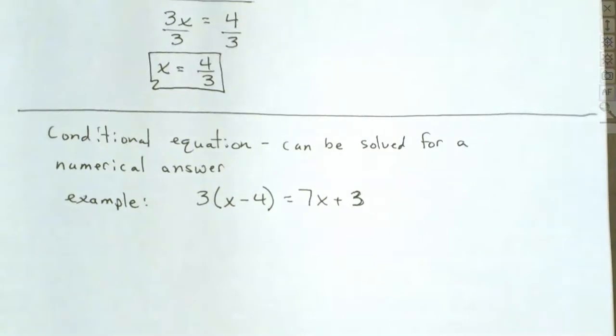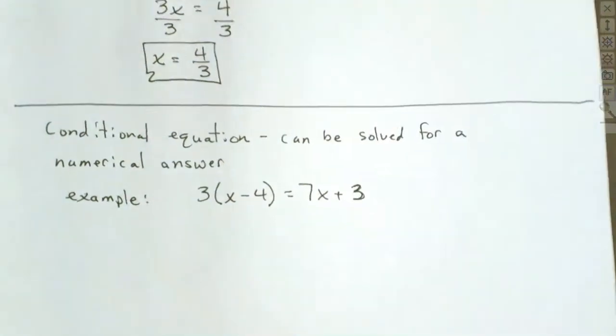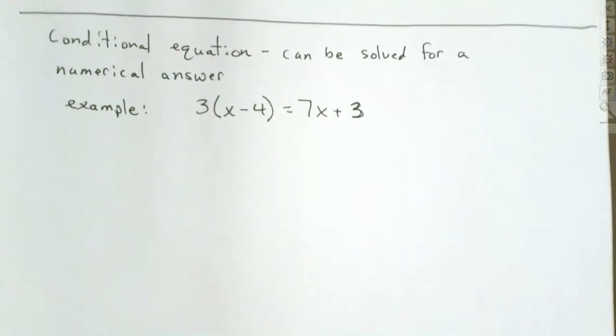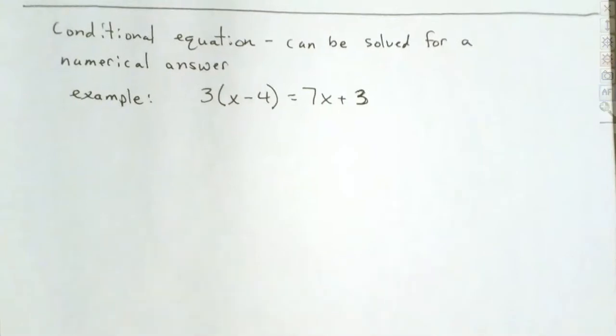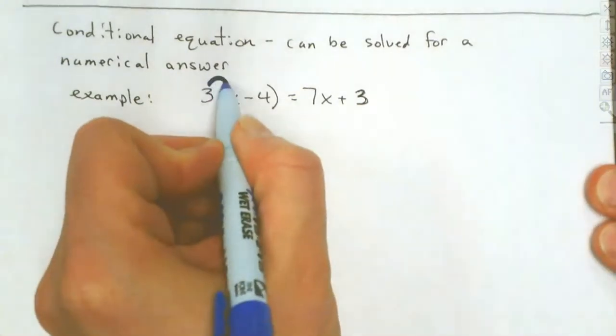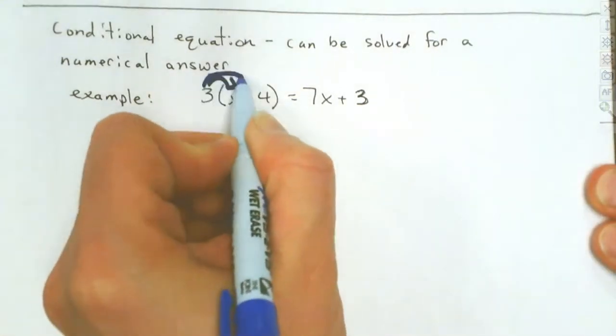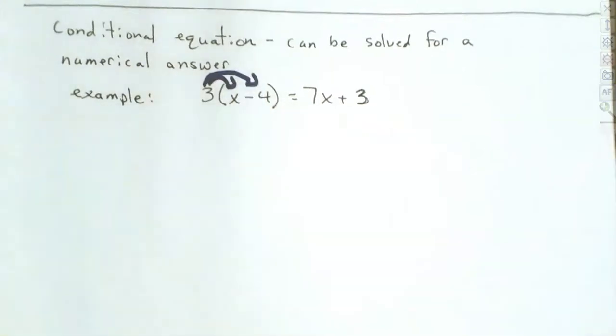So this is an example of a conditional equation. So we want to solve this one. When we solve a conditional equation, the first thing we need to look for is parentheses. And we have some parentheses, so we're going to get rid of our parentheses. We do that by distributing, or pushing through, that 3 out in front.